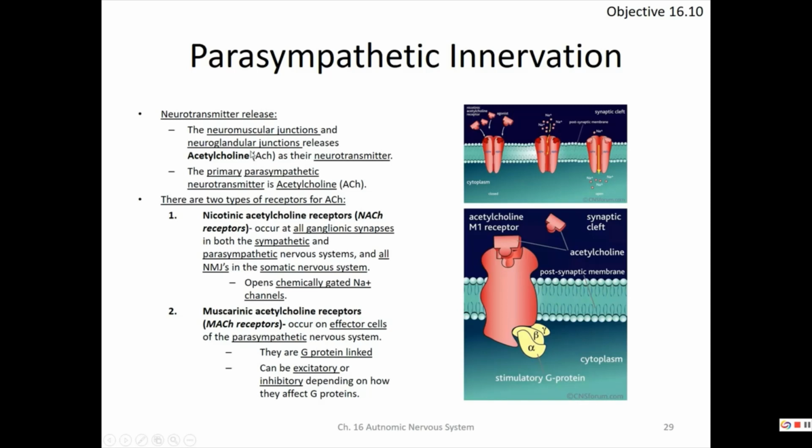Now, the neuromuscular junctions and neuroglandular junctions have ACh.